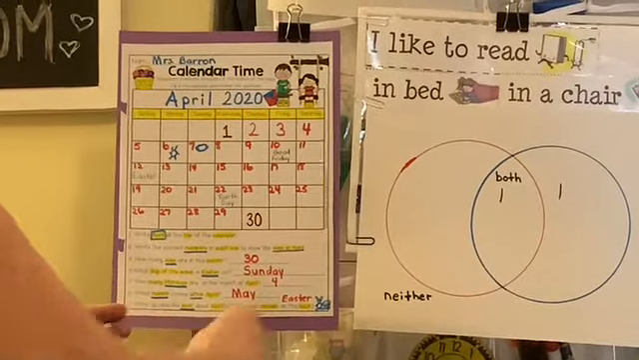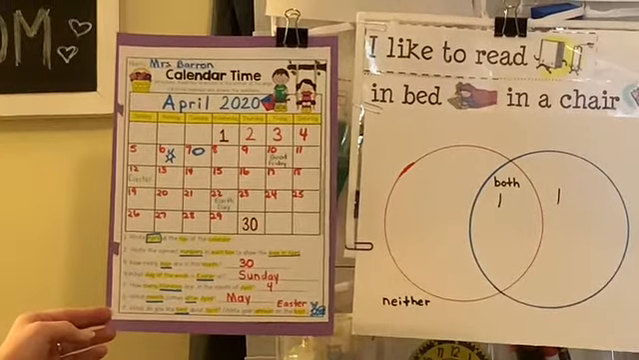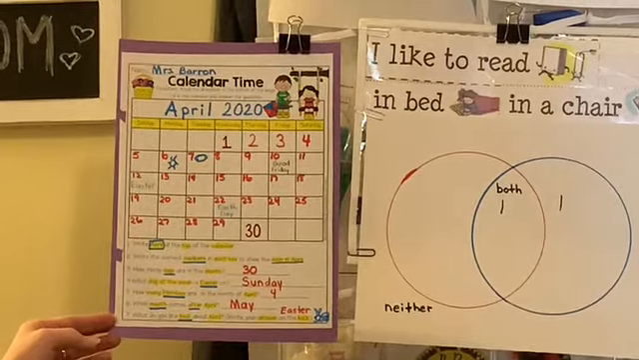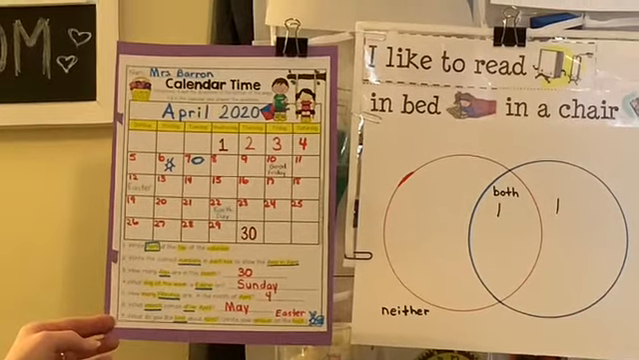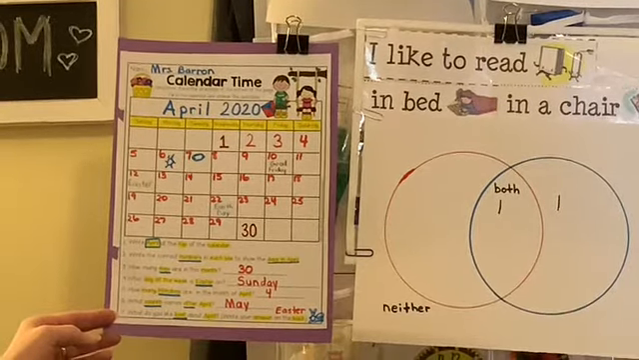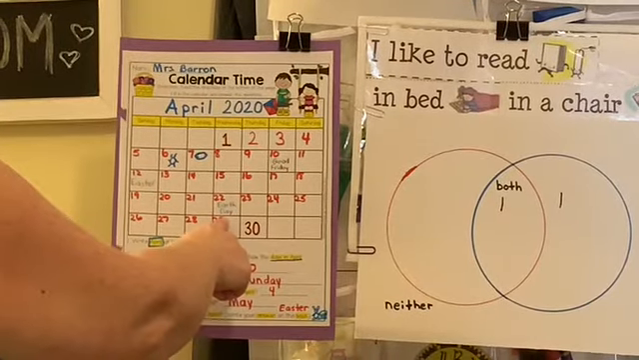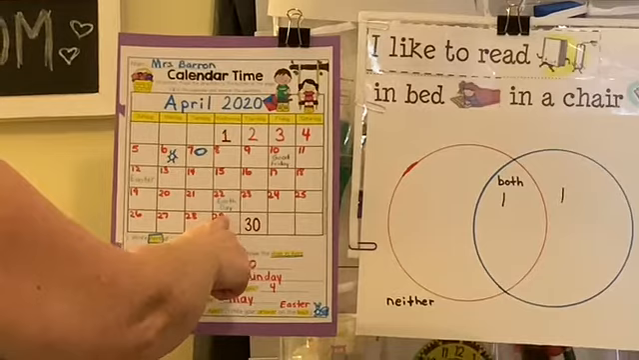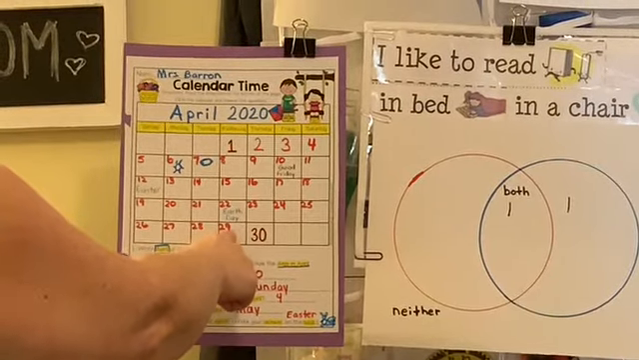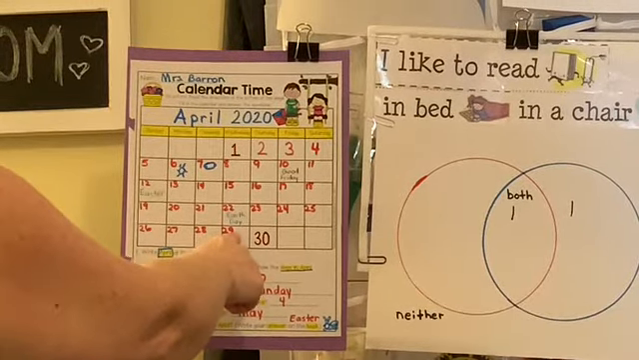What do you like best about April? I like Easter best, but you could draw or write on the back of the page whatever you liked best about April. Also in April, we have Earth Day coming up on the 22nd. So we'll be doing an activity for Earth Day.